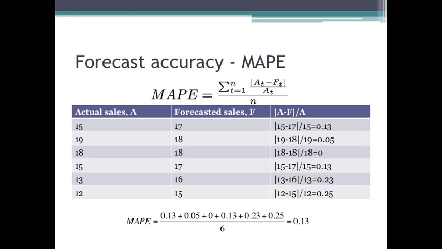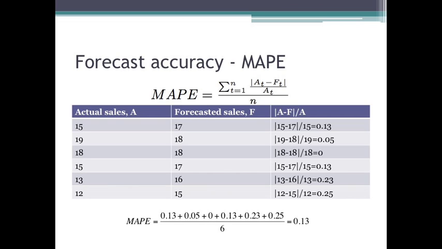Again, make sure you're dividing by the actuals. You don't want to be dividing by the forecast here. Make sure you're dividing by the actuals for each measurement. So for week 2, the absolute value of 19 minus 18 is 1. 1 divided by 19 is 0.05. For week 3, the absolute value of 18 minus 18 is 0, so we get 0 here.